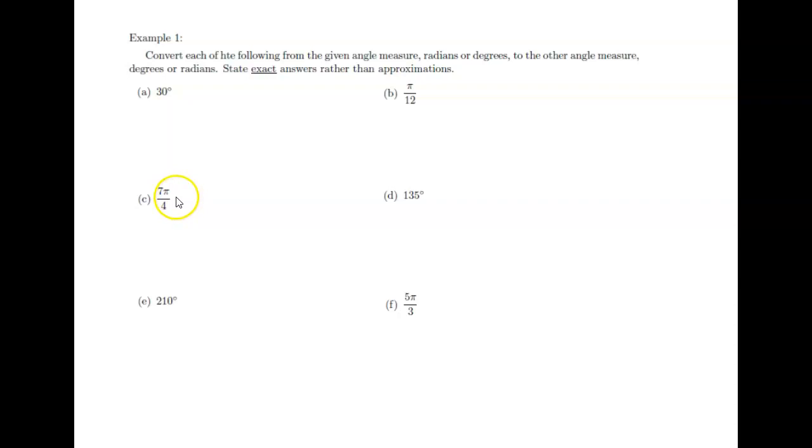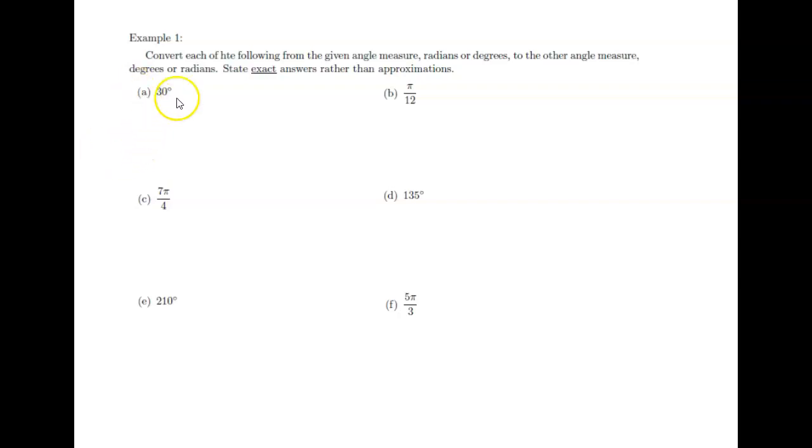Okay, so if we are going from radians to degrees, then there will be no rounding. But if we're going from degrees to radians, we must be including that symbol of pi. Okay, so let's take a look.